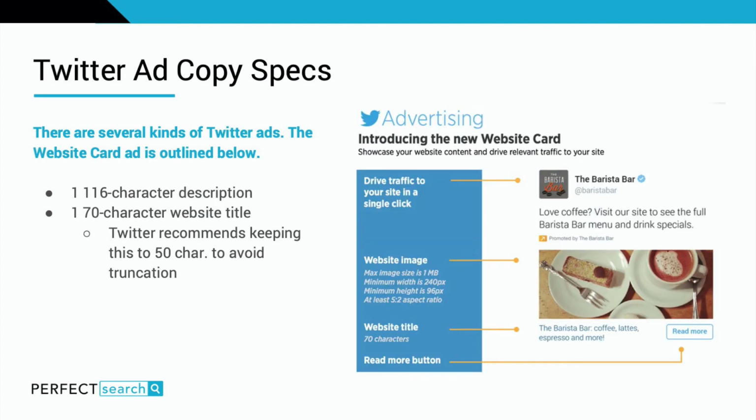With Twitter ads, there are, once again, several different types. The website card ad is what we've outlined below. This includes one 116-character description and one 70-character website title. Twitter recommends keeping this to 50 characters to avoid getting a little messy, but 70 characters is the limit.